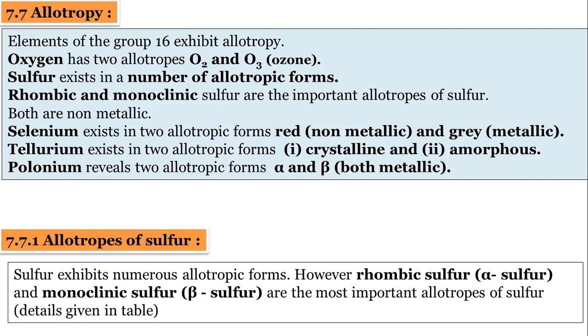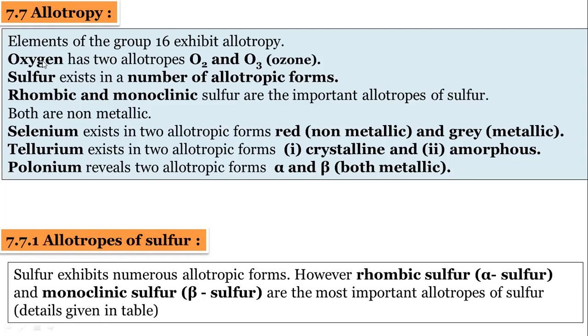If a 1 mark question is asked, they will give the name of the element. For example, write the allotropes of selenium, write the allotropes of tellurium, write the allotropes of polonium. So these questions will be asked for 1 mark. And if the term allotropy is asked in the examination, it will be asked for 2 marks, remember.